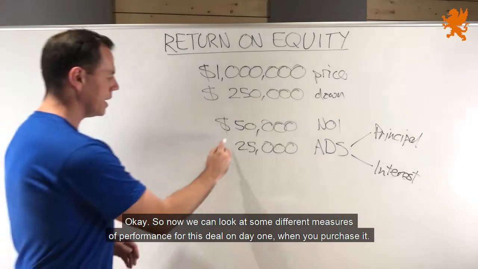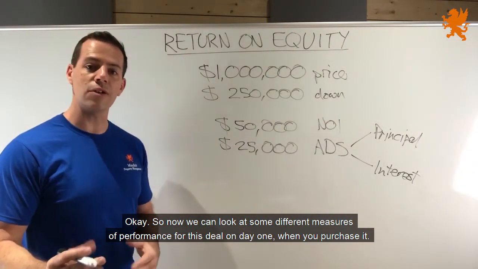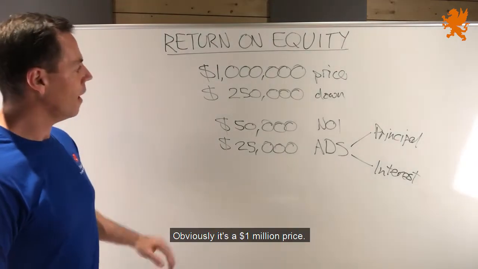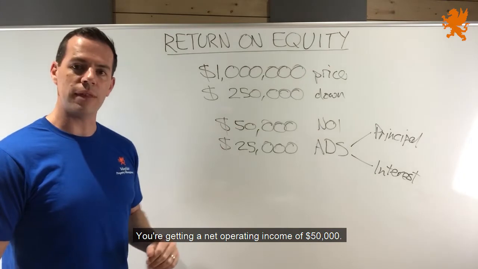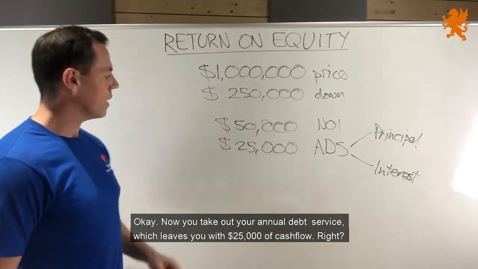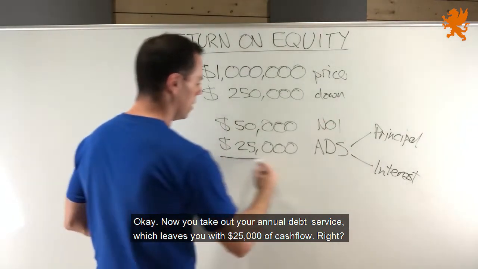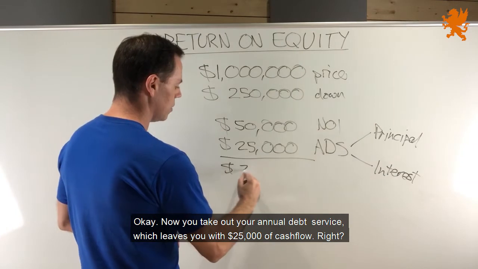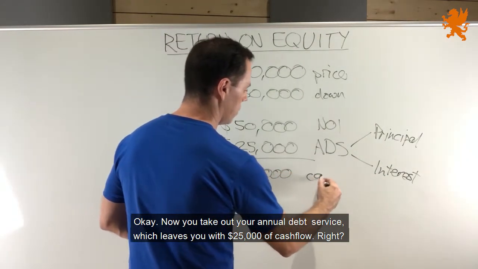Okay, so now we can look at some different measures of performance for this deal on day one when you purchase it. Obviously, it's a $1 million price. You're getting a net operating income of $50,000. That gives you a cap rate of 5%, right? Now you take out your annual debt service, which leaves you with $25,000 of cash flow.